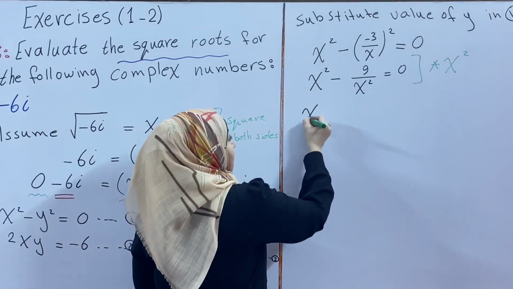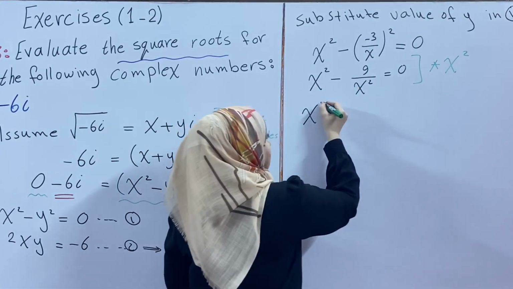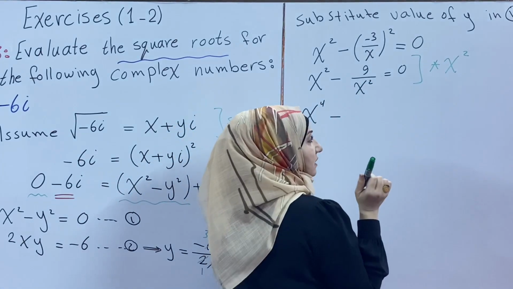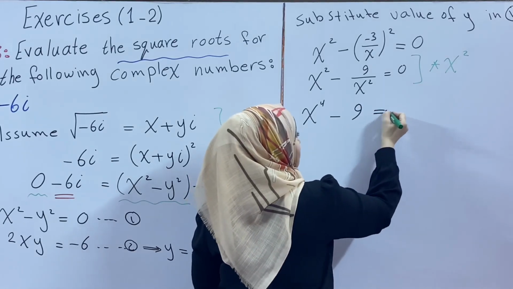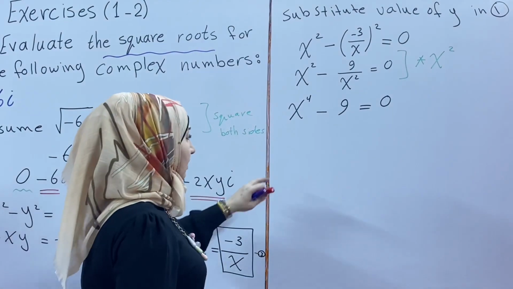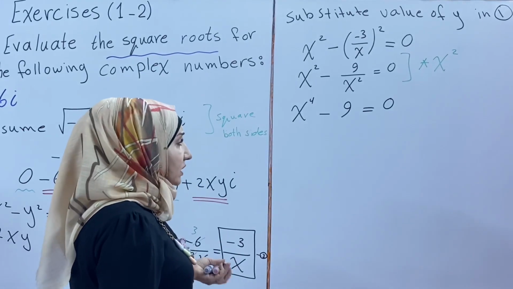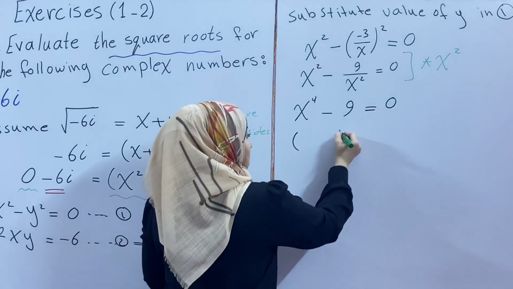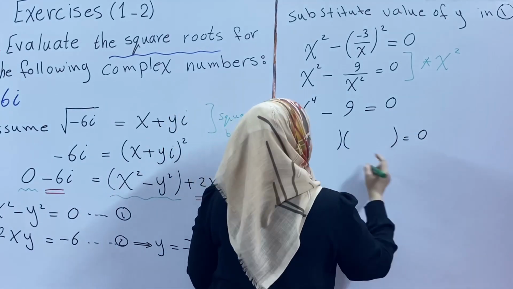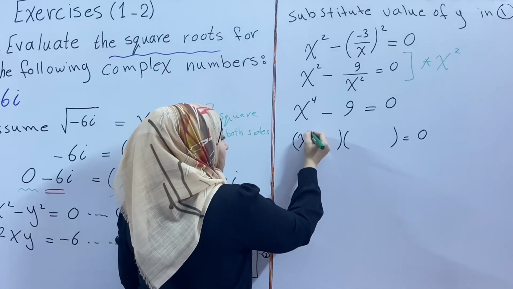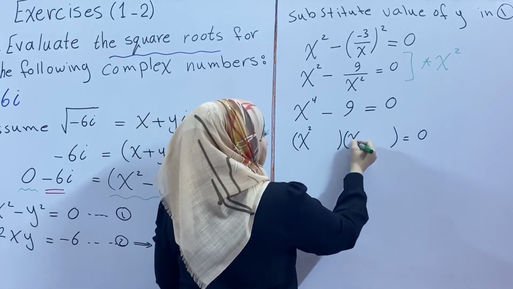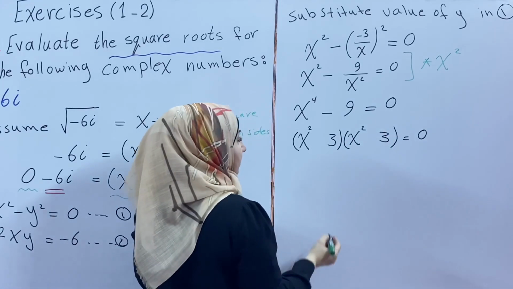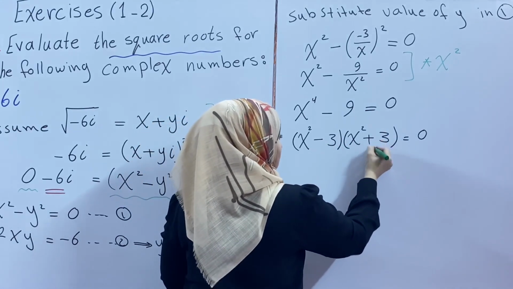And I will get x squared multiply x squared equal x power 4 minus 9 on x squared multiply x squared equal only 9 equal 0. Here we have equation. I can factor it by difference between two squares. So I will write two brackets x power 4 its square root equal x squared multiplied x squared. 9 comes from 3 multiplied 3. Here I put negative and here I put positive.